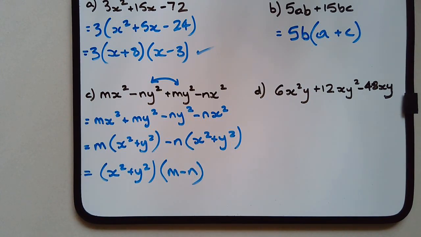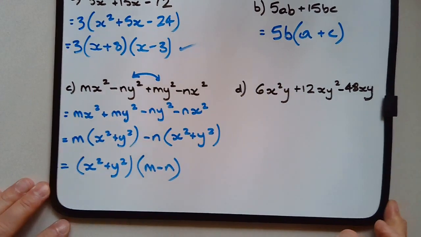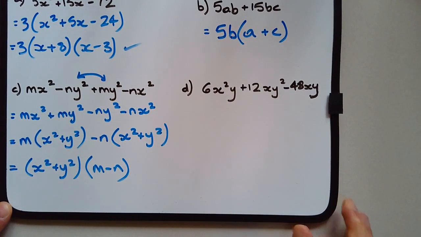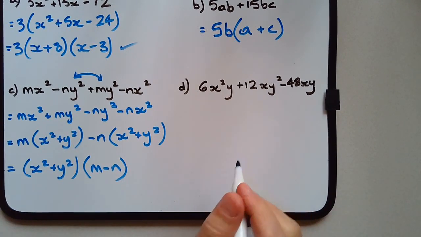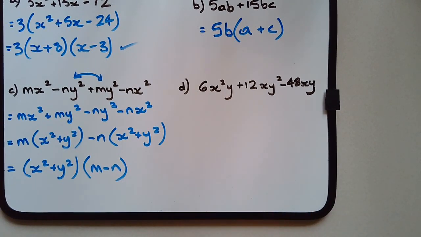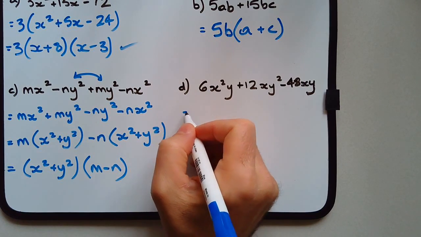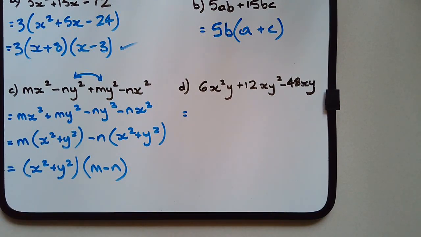Right, let's have a look at part D. Again, first thing we do, what do we do first? And you're thinking, take out a common factor. If you've said that, well done. If you haven't, well, this is something to get used to, okay? So you see an expression, the first thing, right? Common factors. Take out a common factor. Always the first thing we do.